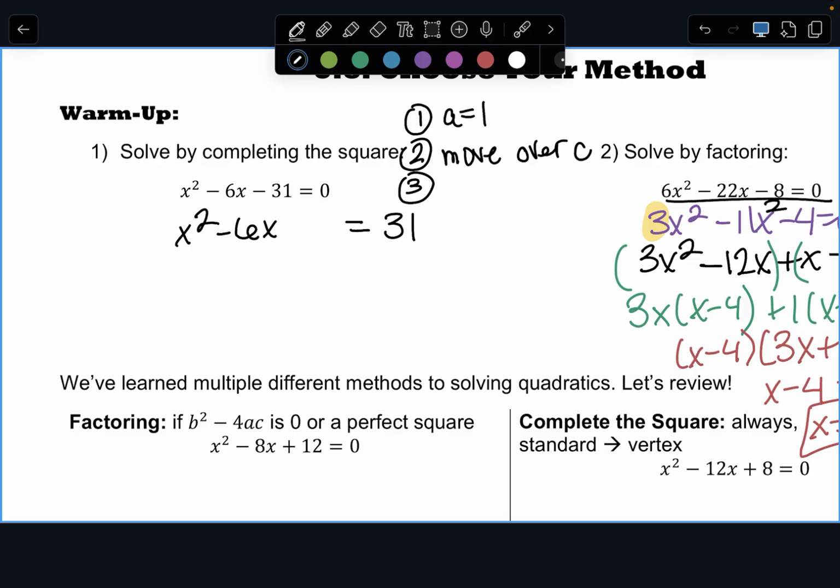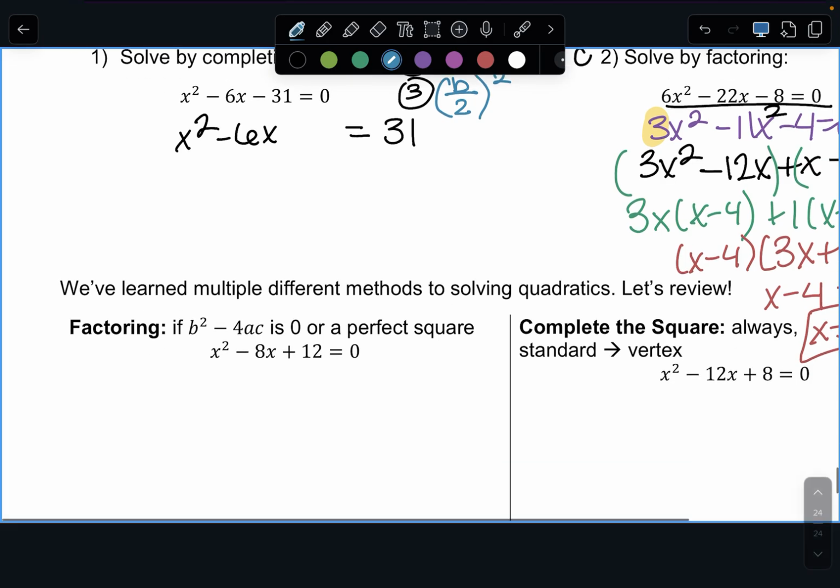Step 3, I need to find my special number. Does anyone remember the part that you have to memorize to find that special number? b over 2 squared. If you do not have this part memorized, you will not be able to complete the square, and you'll get a 0 on this problem. You won't be able to do it. You have to memorize this. b over 2 squared.